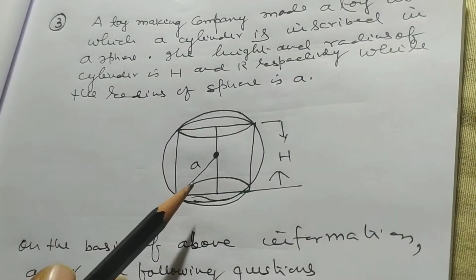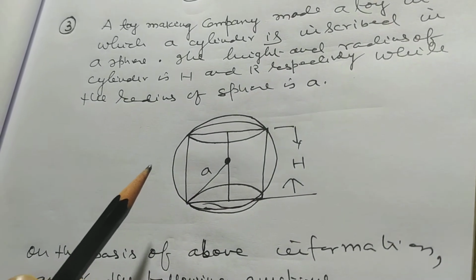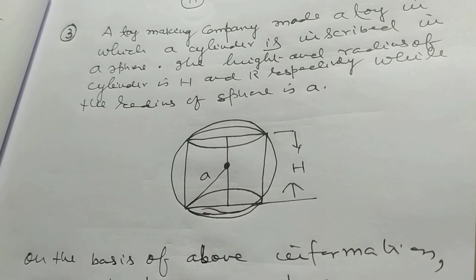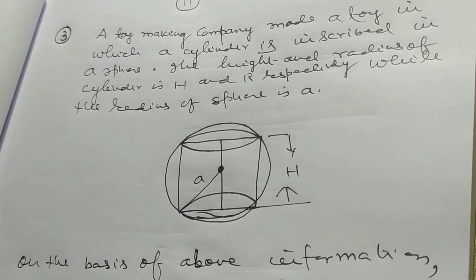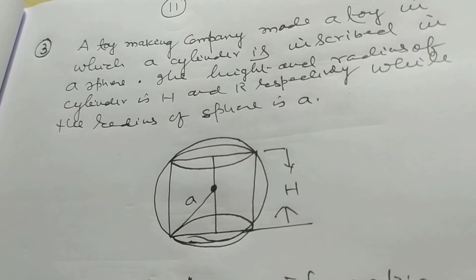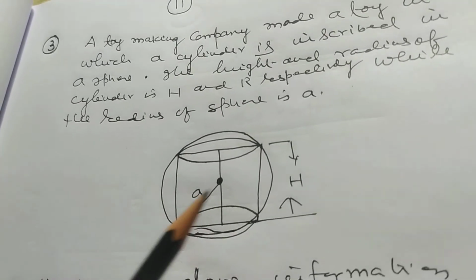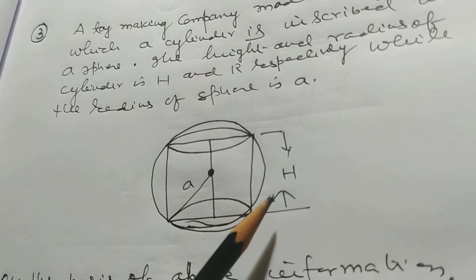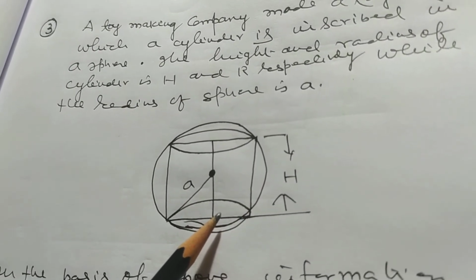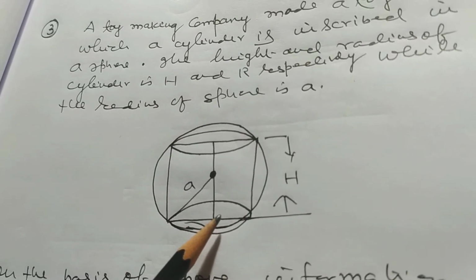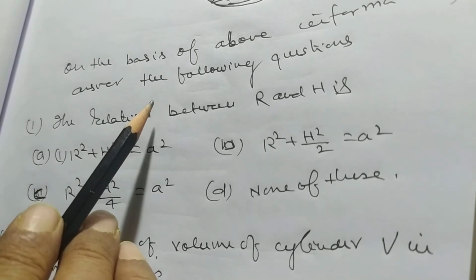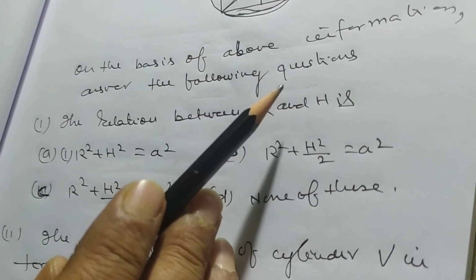Now I want to discuss this problem, problem number 3. A toy making company made a toy in which a cylinder is inscribed in a sphere. The height and radius of the cylinder are capital H and capital R respectively, while the radius of the sphere is A. On the basis of the above information, observe and answer the following questions.